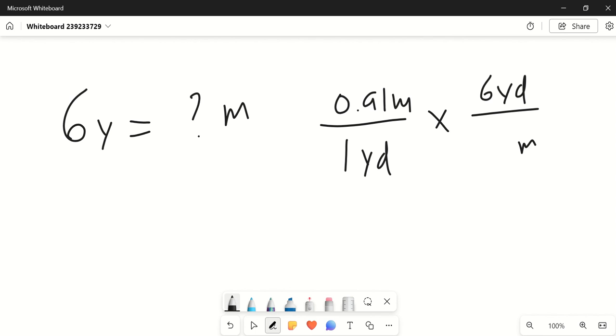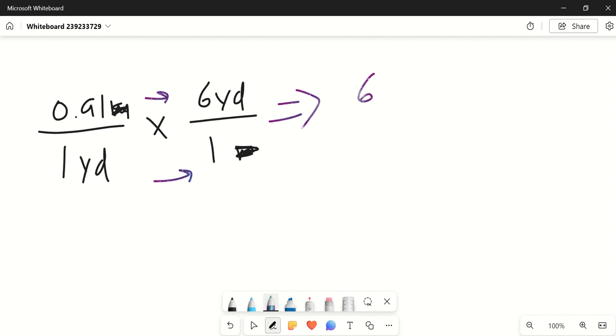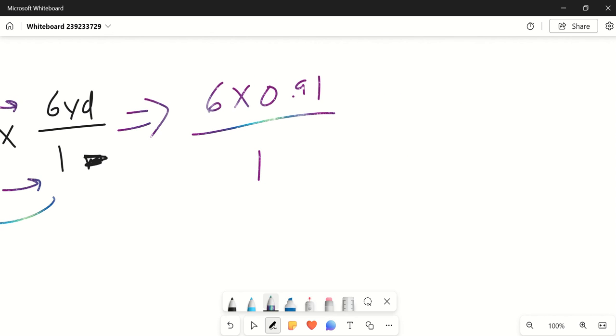So we are just going to write this as 1. We're going to get rid of the unit symbol. And what we are going to do now is multiply straight across. So in order to find out how many meters are in 6 yards, we are going to multiply 6 by 0.91, because 1 times 1 will equal 1. So we can do this 2 ways. We can use a calculator, or we can do this the long way.